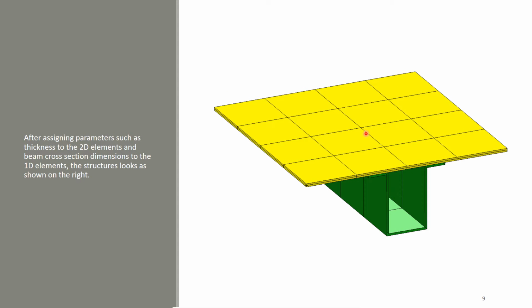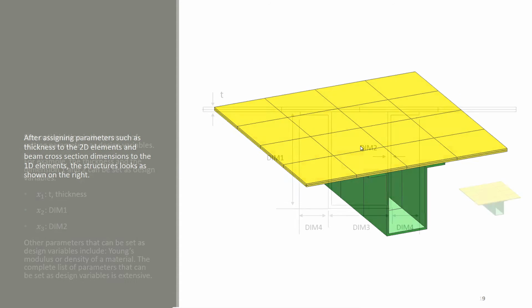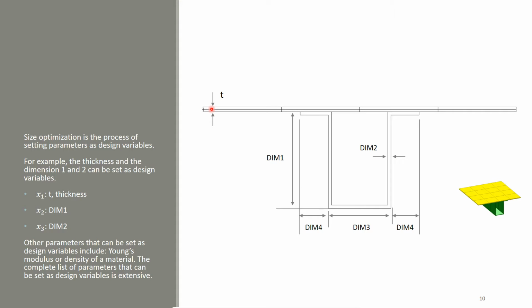It's after assigning parameters to the elements that we finally have the fully defined structure, if you will. On this slide, there is a thickness parameter used to specify the thickness of the skin. Here we have dimensions of the beam cross-section associated with the one-dimensional elements. For size optimization, it is these parameters that can be set as varying design variables. The optimizer will literally modify these parameters to find an optimum, and that is what size optimization is.